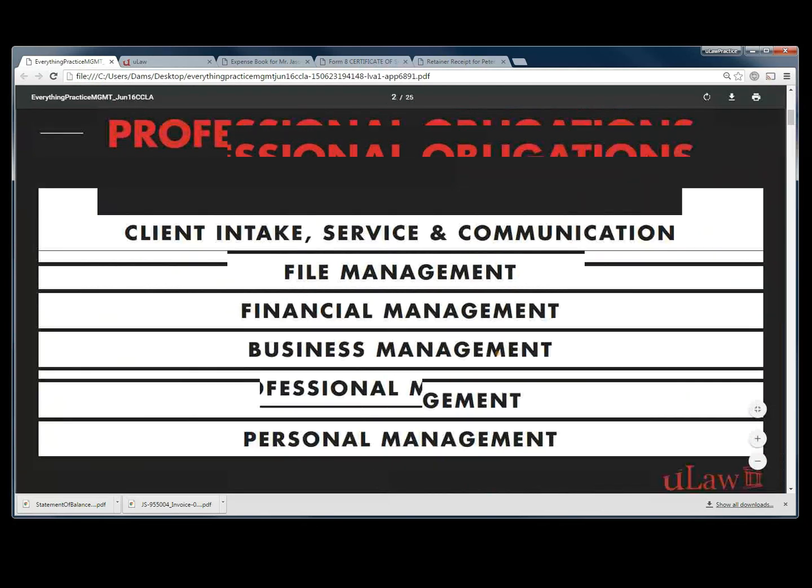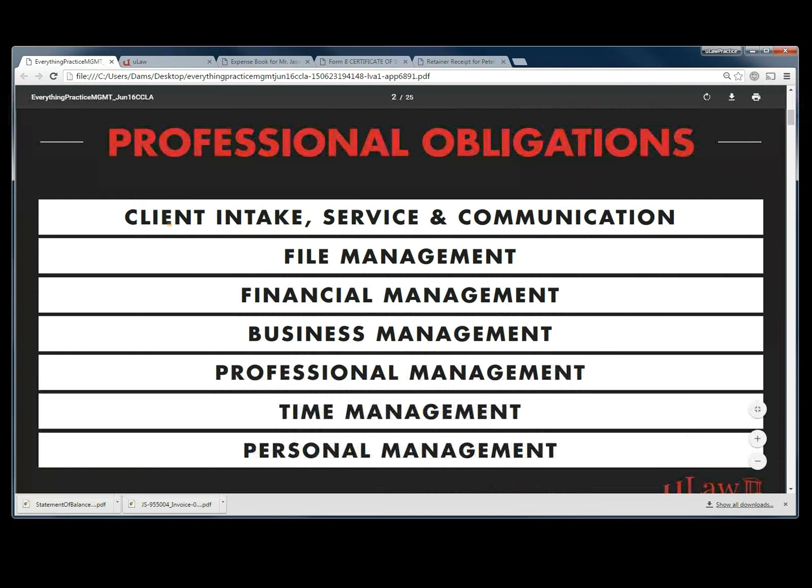We wanted to establish a professional obligation where the client intake service communication was managed. File management is a key element. Financial management is a key element. Business management is a key element. Professional management is a key element. Time management was a key element. And personal management was also a very, very key element.